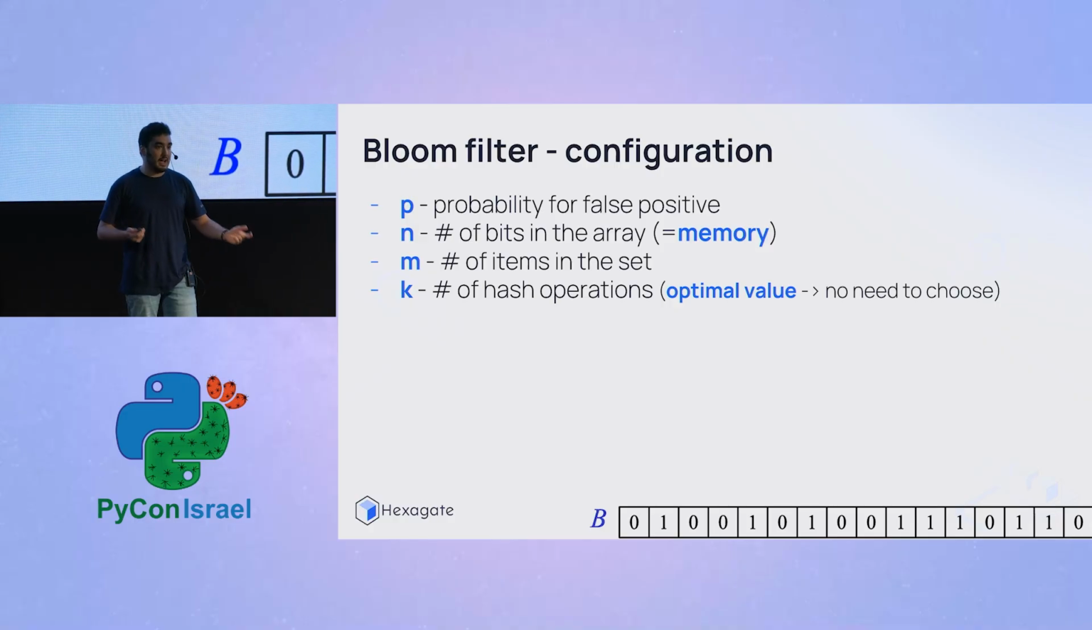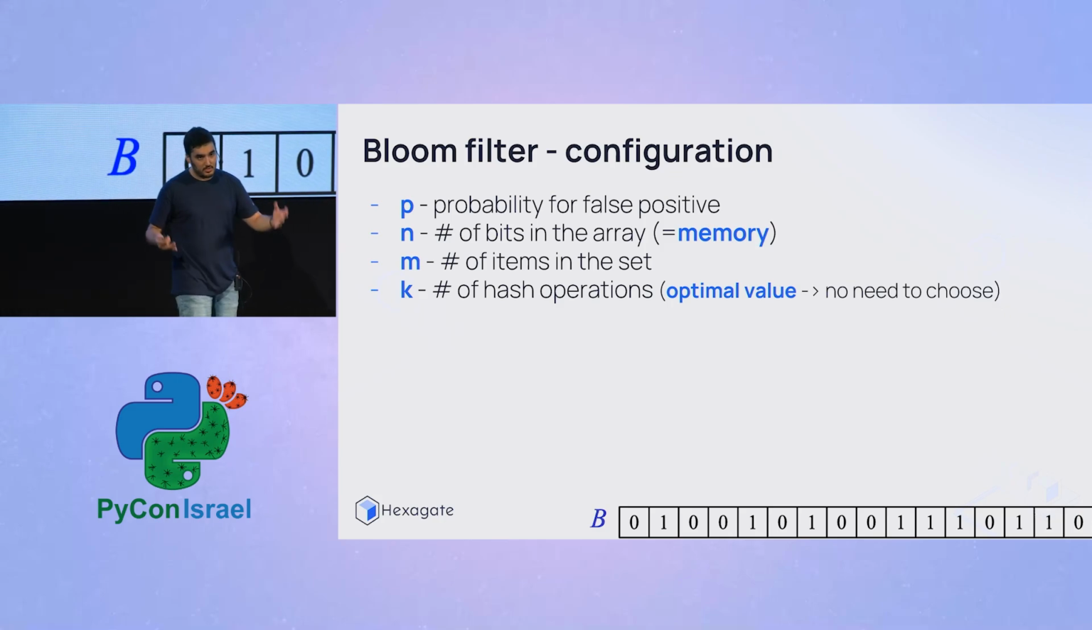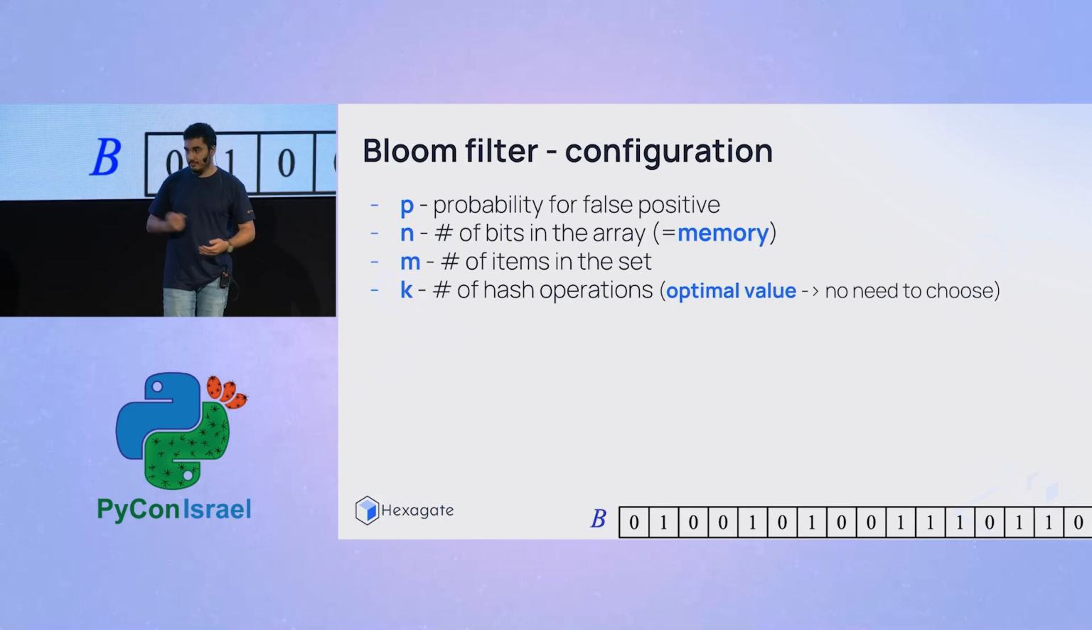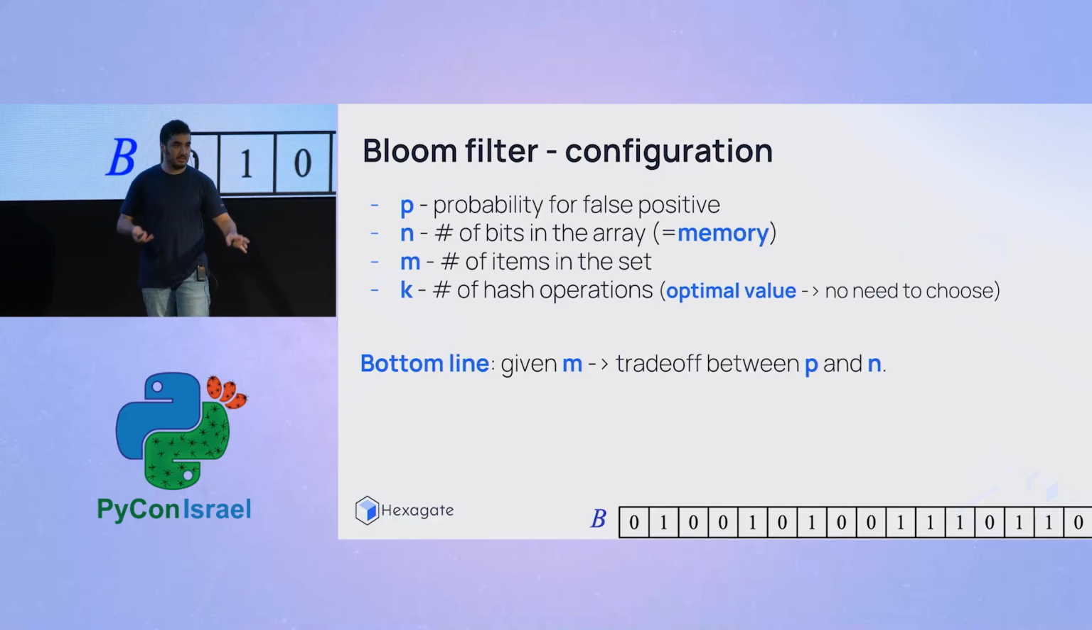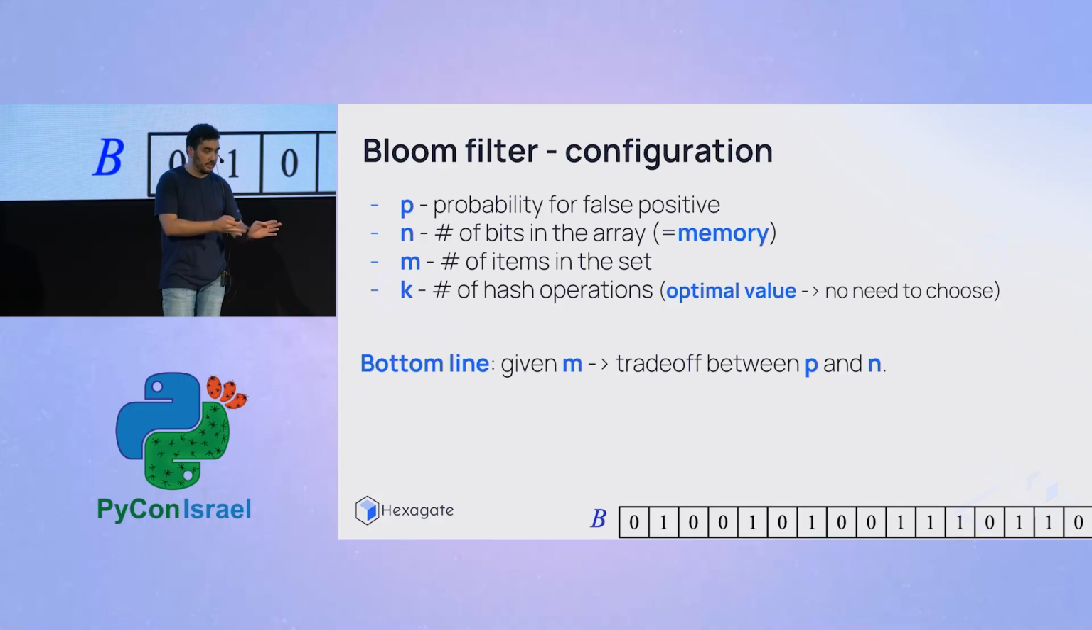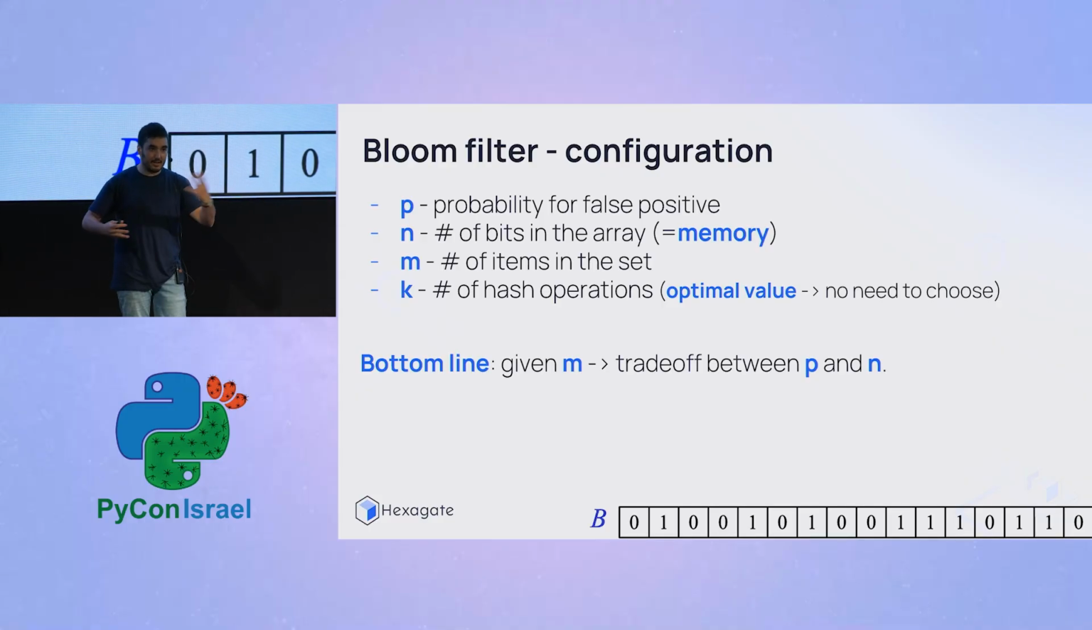Then we have the number of hash operations. We don't really need to worry about it because there's an optimal value for that, which is given to us by the other constants. So the bottom line to remember is, given a number of items in the original set, there's a trade-off between n, the memory, and p, the probability of false positives.